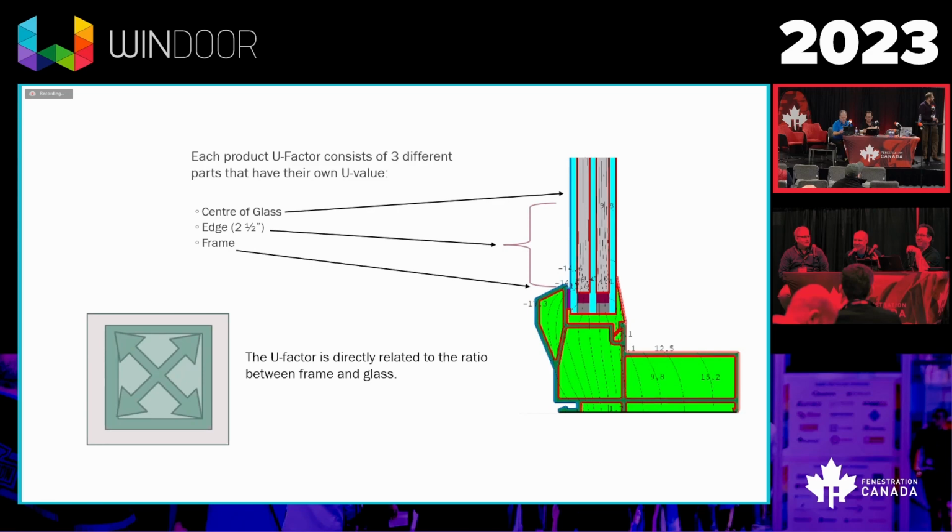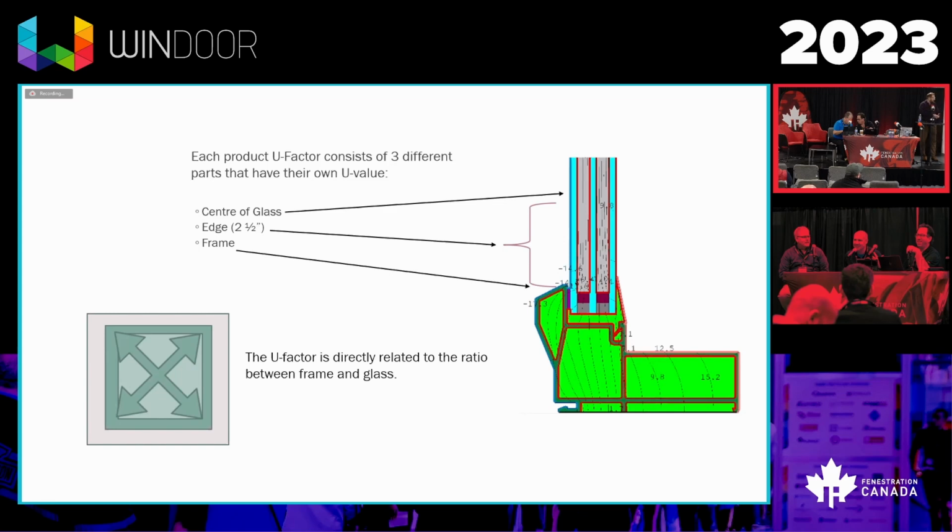It's just that the center of glass value is a constant. You're going to have that regardless of what your IGU is. That IGU will get the same center of glass, and your frame is dependent on the design. This is why we model them. And then there's this 2.5 inches that is essentially muddied between the two.